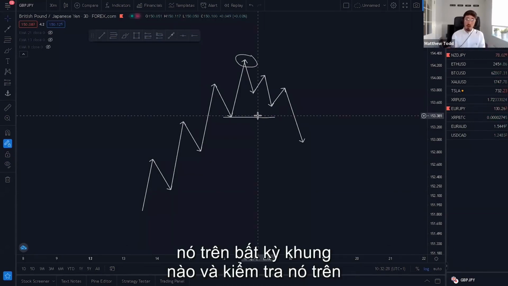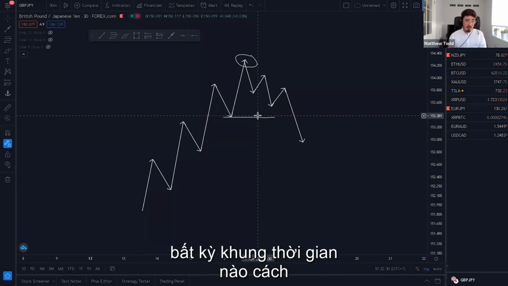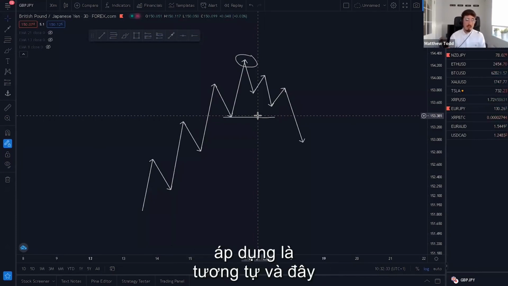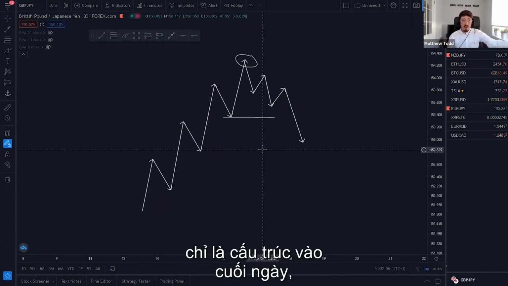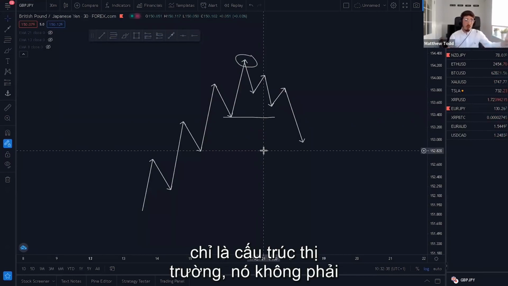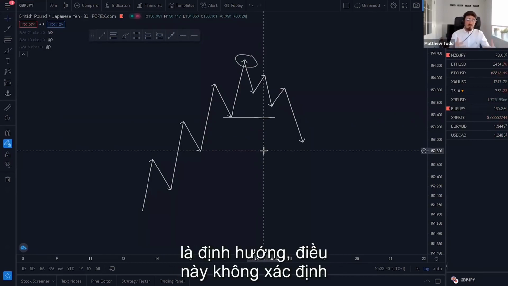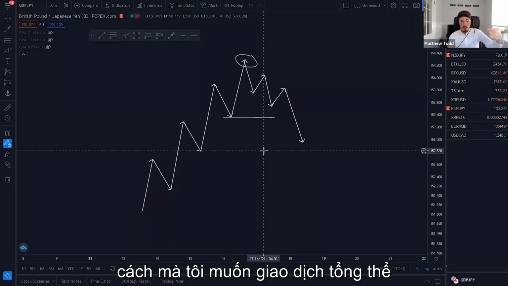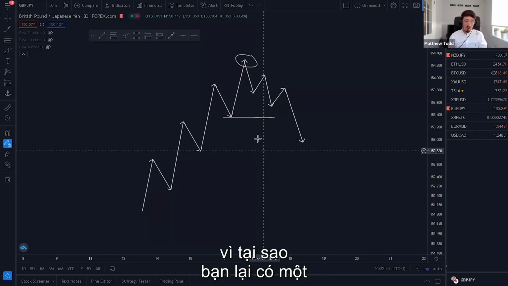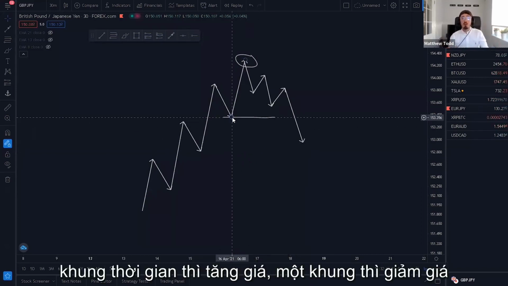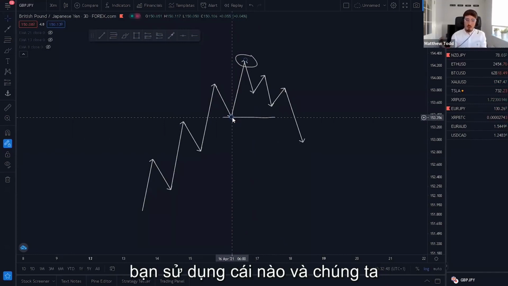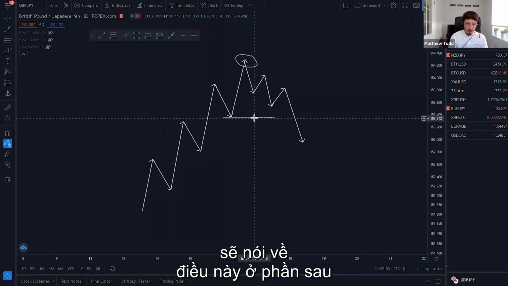But you can apply it on any time frame and test it on any time frame, and it will apply the same way. And this is just structure at the end of the day. This is just market structure. It's not directional bias. This doesn't define the way in which I want to trade overall, because whilst you have one time frame bullish, one time frame bearish, which one do you use? And we can talk about that at the end as well.